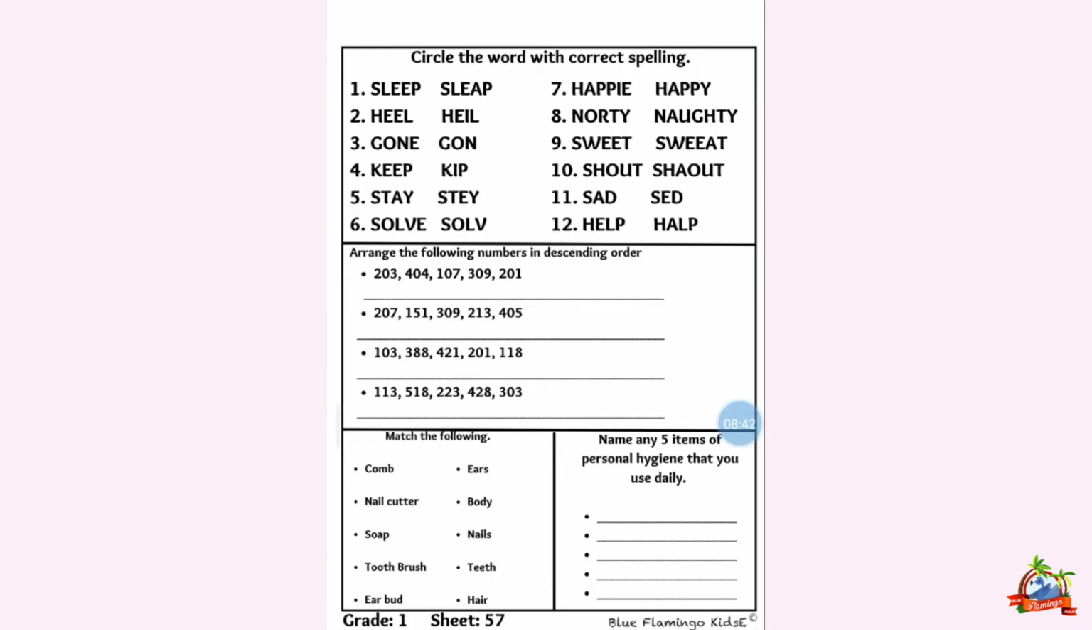Like first is comb. कॉम्ब हम कहाँ यूज़ करते हैं? In our hairs, to comb our hairs. Nail cutter, to trim our nails. Soap, to clean our body. Toothbrush, to clean teeth. And earbuds, to clean our ears.